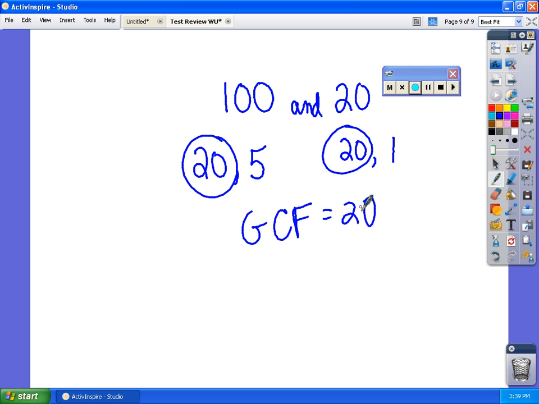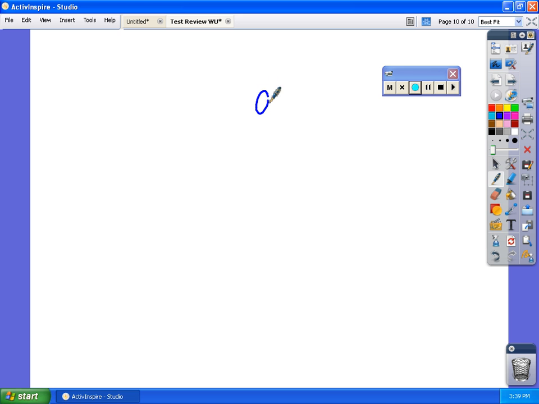Sometimes it's not as easy. So, for example, if I said something like 970 and 544, you might not know all the factors or be able to do all the factors for each of them in your head. So one way that we can do this is we can use the prime factorization of the number. And that's another thing you learn in chapter 9.1.